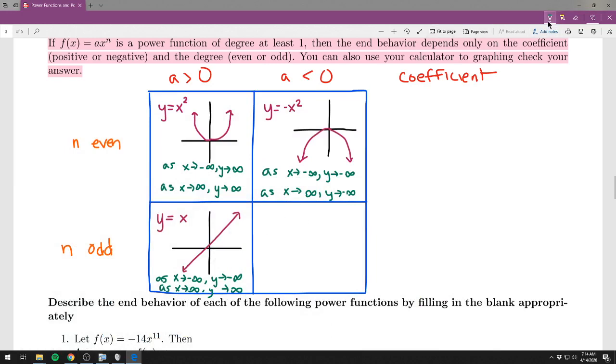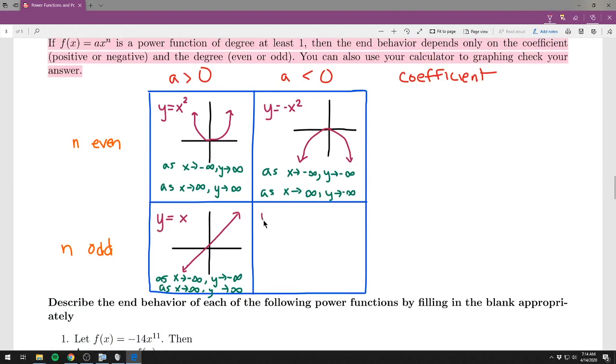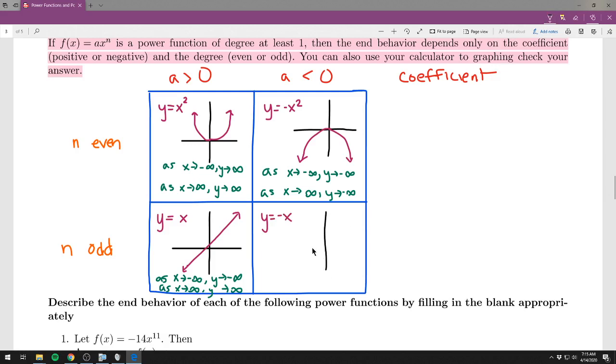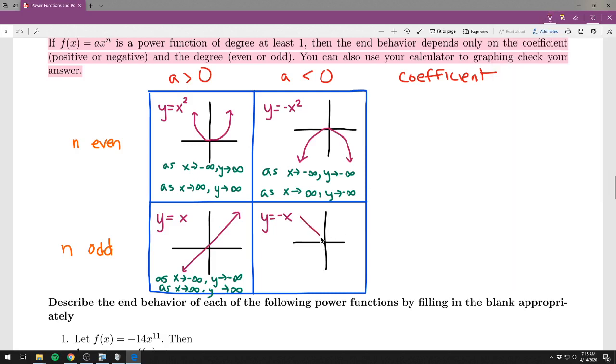And then the last one, finally, when n is odd and a is negative, we can think about y equals negative x. That is either thought of two ways. You can think about flipping this over the x-axis, or a slope of negative 1. It's decreasing.